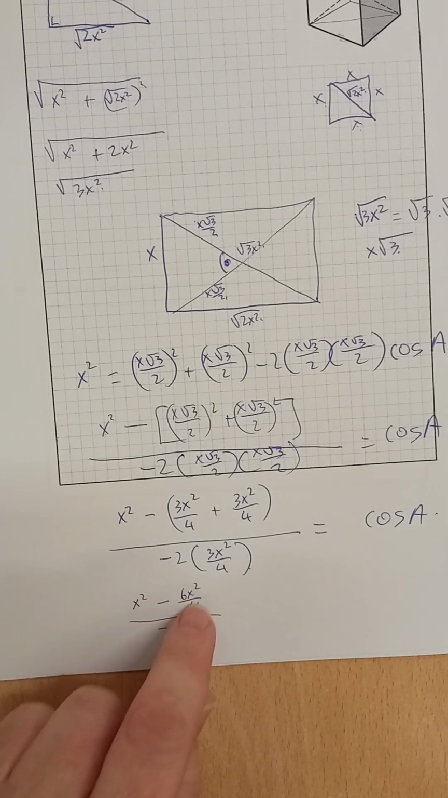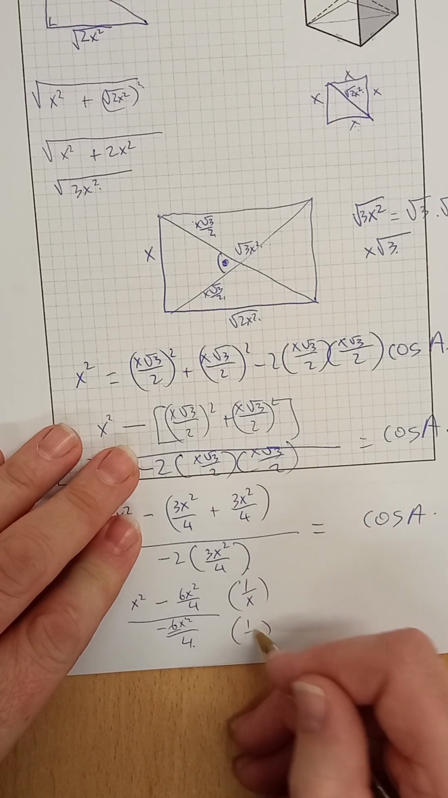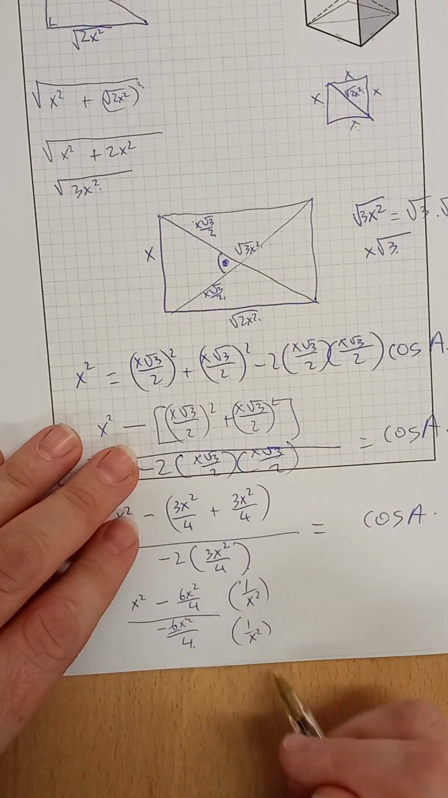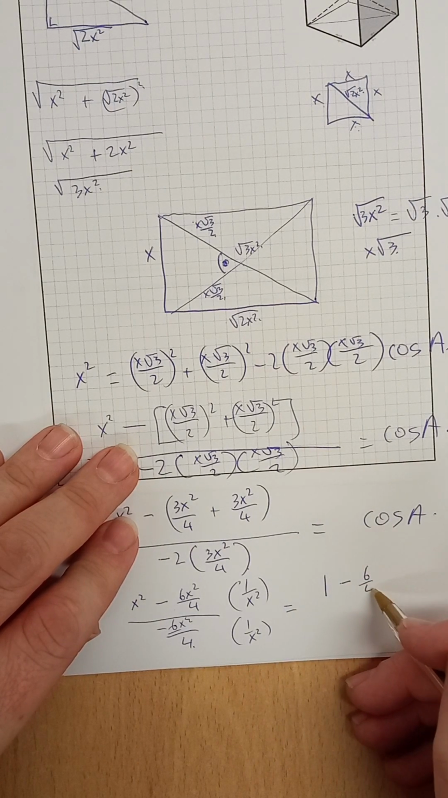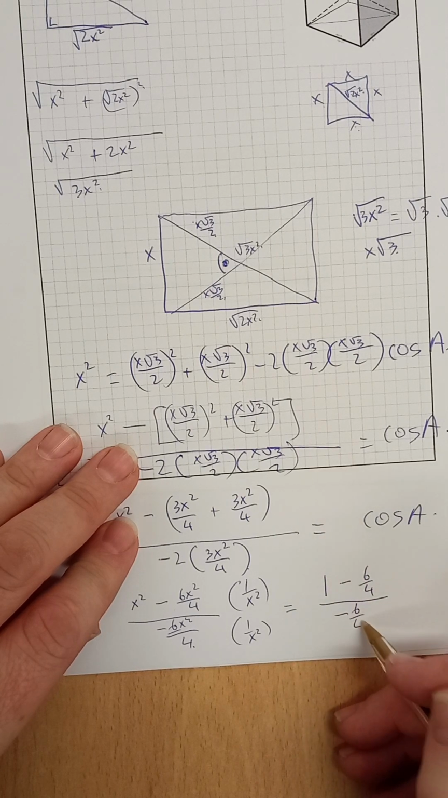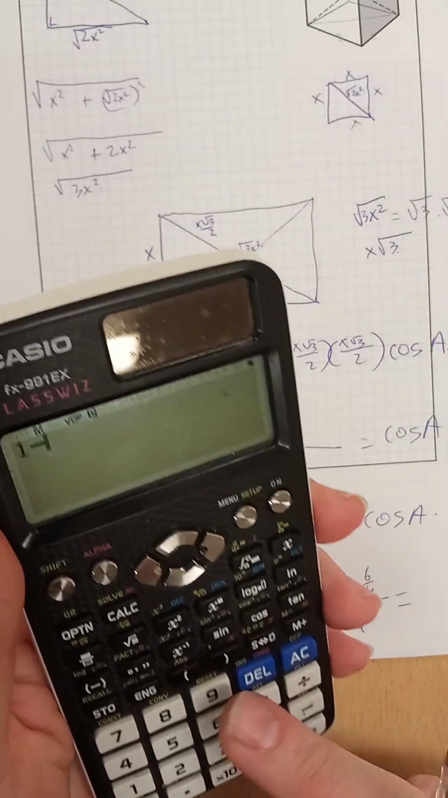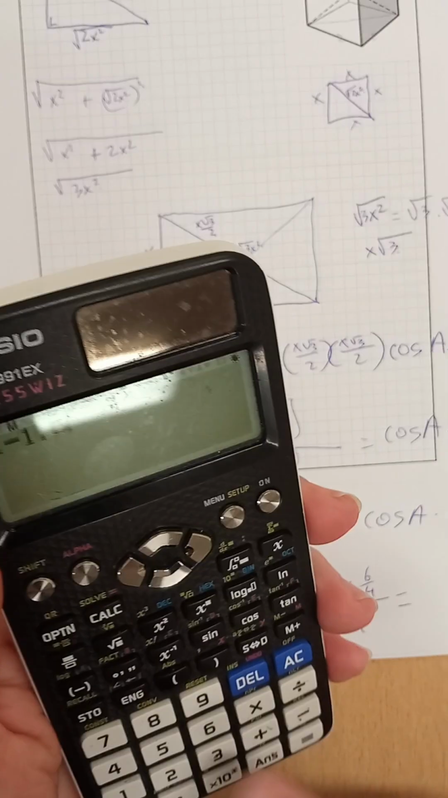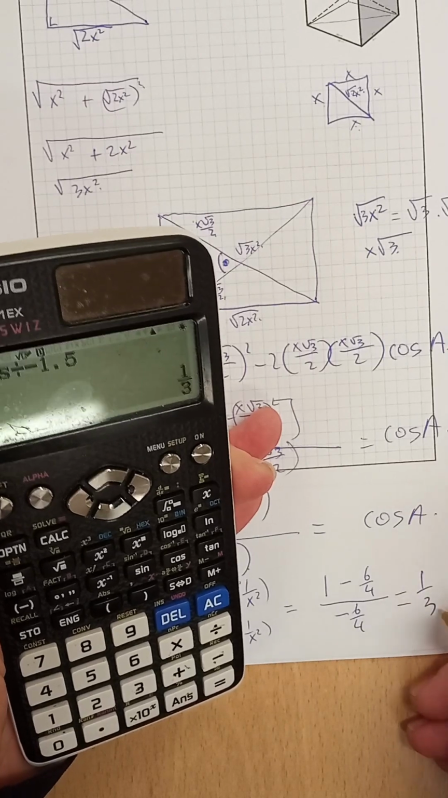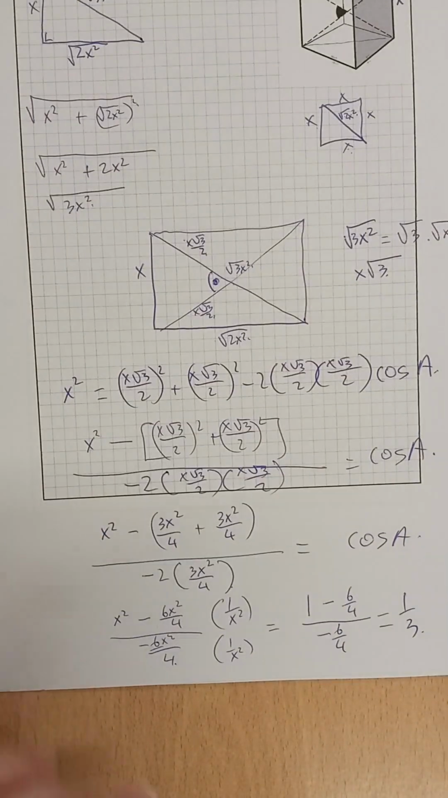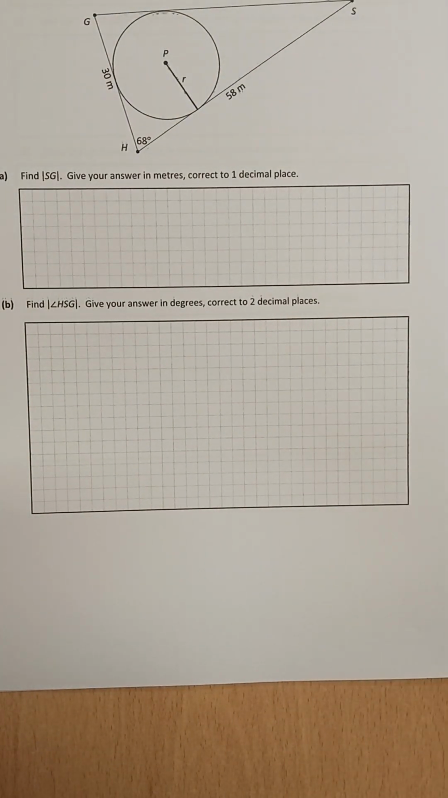Because I've got an x squared in everything, if I multiply top and bottom by 1 over x squared, it'll cancel everything and leave me with 1 minus 6 over 4, divided by minus 6 over 4, which is 1 minus 1.5 divided by minus 1.5, a third. So the cosine of the angle is a third. Okay? Right. We'll pause and come back in the next video.